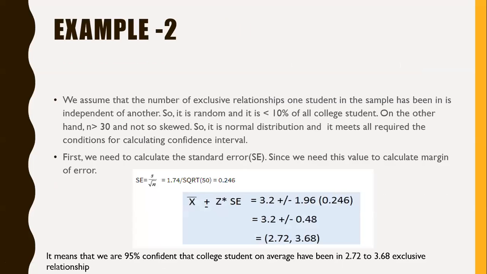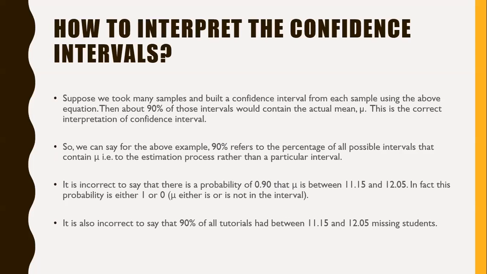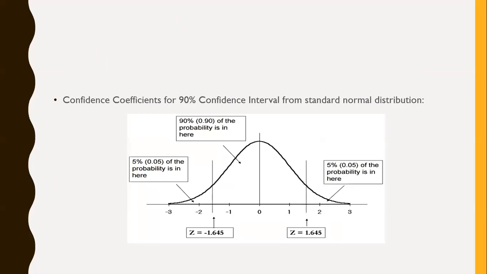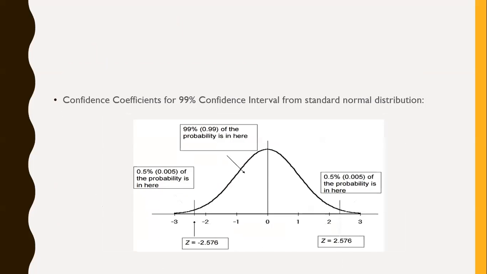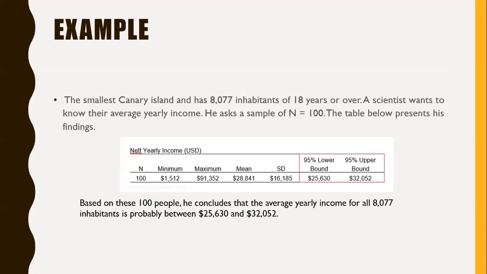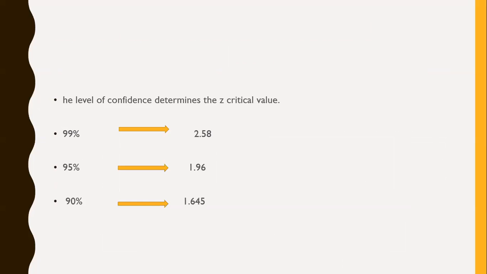So this is another example. I'm not going to explain it once again. You can go through the slide. Normally, just keep in mind, we don't do hand calculation. Normally, you can run the test in SPSS or any other statistical software. Automatically it generates the confidence interval. The only thing you have to include is the confidence level, whether it is 99%, 95% or 90%.